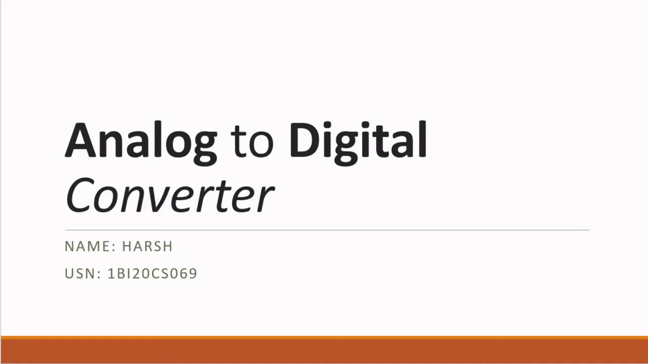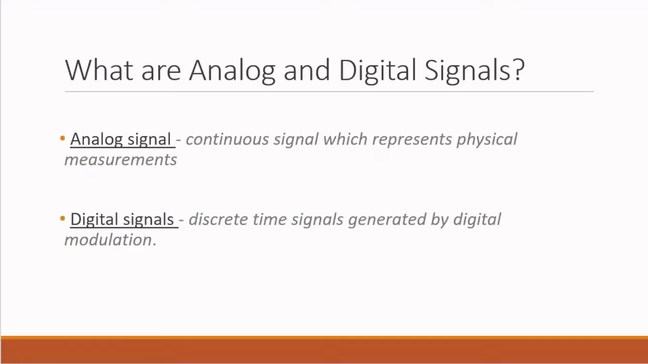The topic I'm going to discuss today is analog to digital converter, or in short ADC. Before moving further on in the topic, let us first see what are analog and digital signals. By definition, an analog signal is a continuous signal which represents physical measurements, whereas digital signals are discrete time signals generated by digital modulation.